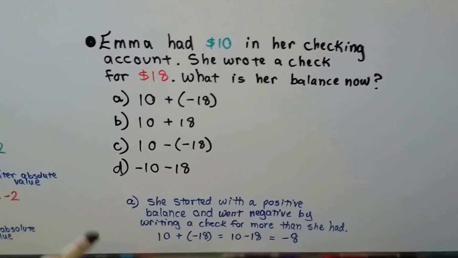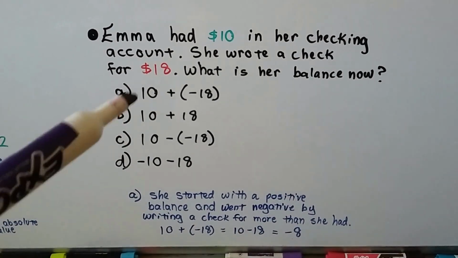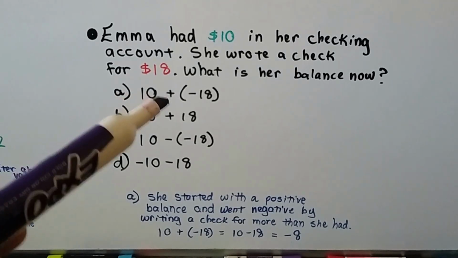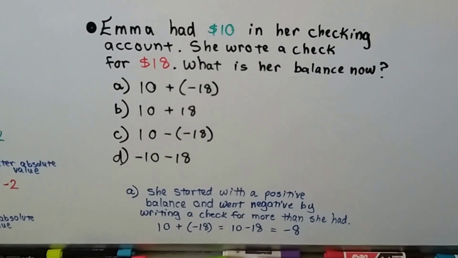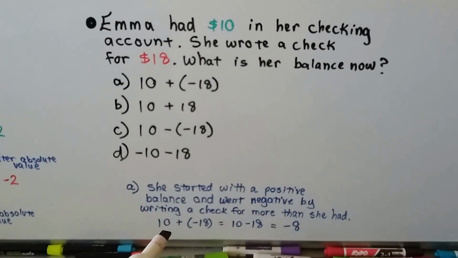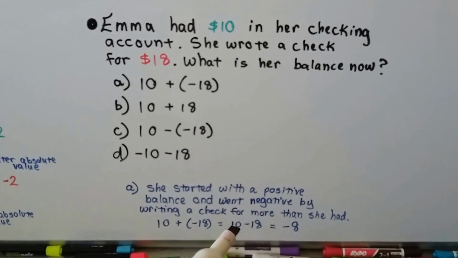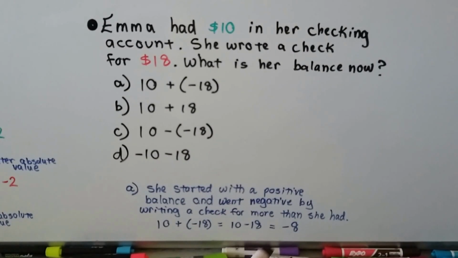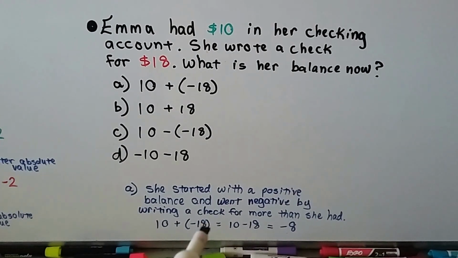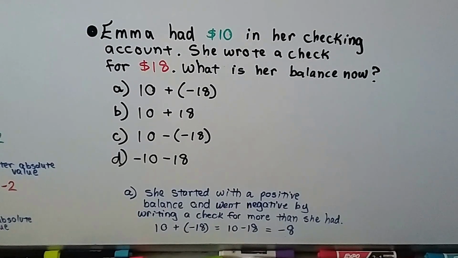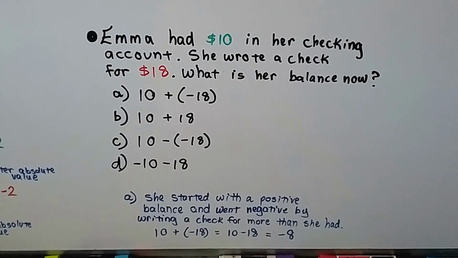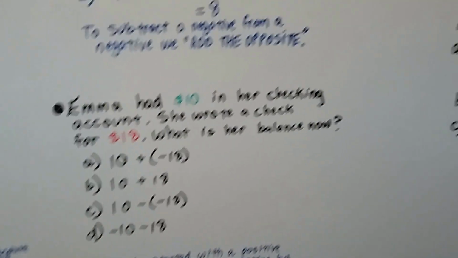It was too big. So the answer is A. We're going to start with a positive, and then we're going to add that negative check she wrote. 10 plus a negative 18 equals 10 minus 18. It's the same thing. And this negative 18 has a greater absolute value, so our answer is going to be a negative. Let's try another one.